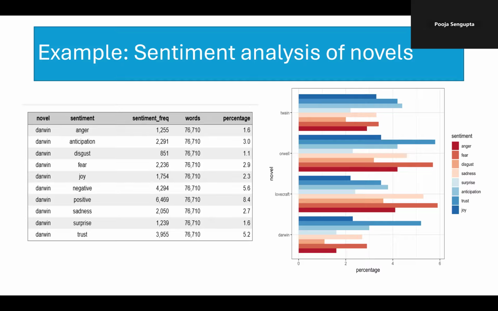What we can understand from this picture, if we compare Orwell and Lovecraft, is that if you look at fear, the percentage of fear expressed in Lovecraft is higher than that expressed in Orwell. Or if we pick any one of these clusters and look at the frequencies or the percentages for each of these different sentiments, we can see which sentiment is expressed the most number of times and which is expressed the least.